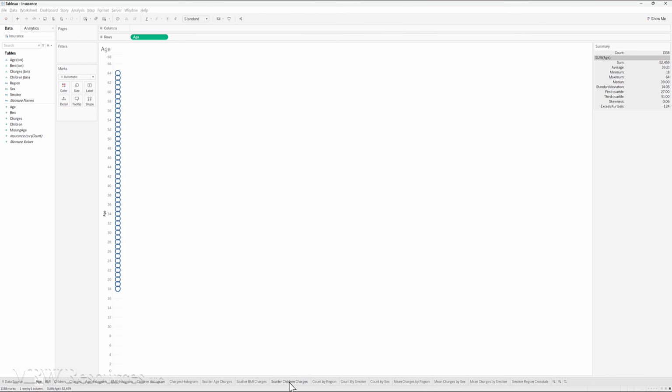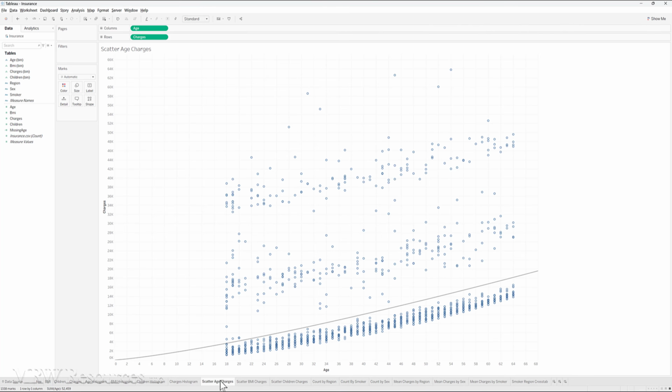Let's say I've got a scatter on age here. So this is one we looked at earlier, and it looked kind of funky. I'm going to go ahead and duplicate this tab. And we're going to call this "3D" or ND, n-dimensional age and charges.